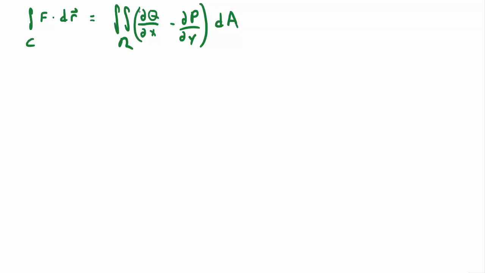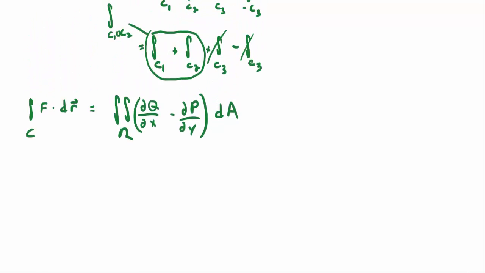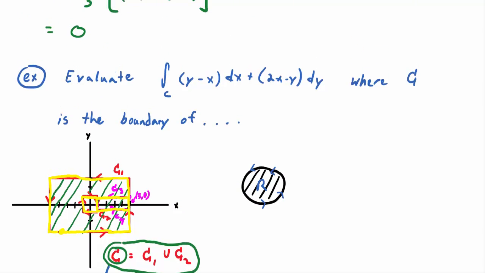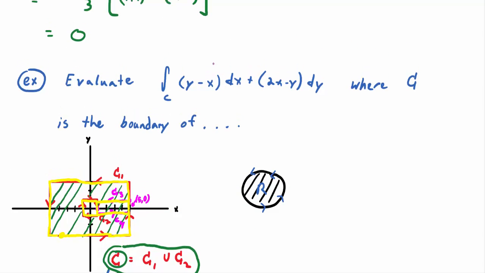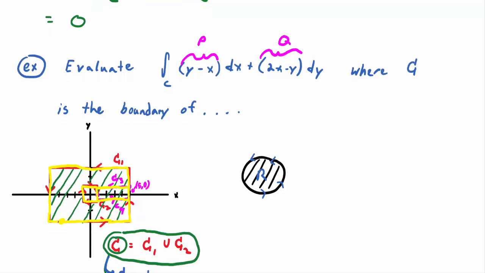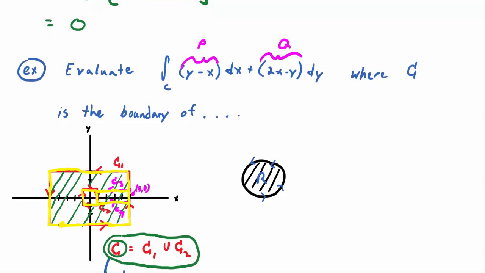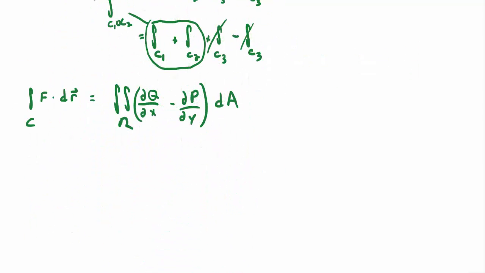So what we're saying is we can calculate that given line integral by computing this. So let's go back and find dq dx. Okay, remember what's what here? This is actually p, right? P is y minus x, and q is 2x minus y. So what's dq dx? What's the derivative of q with respect to x? 2, okay.